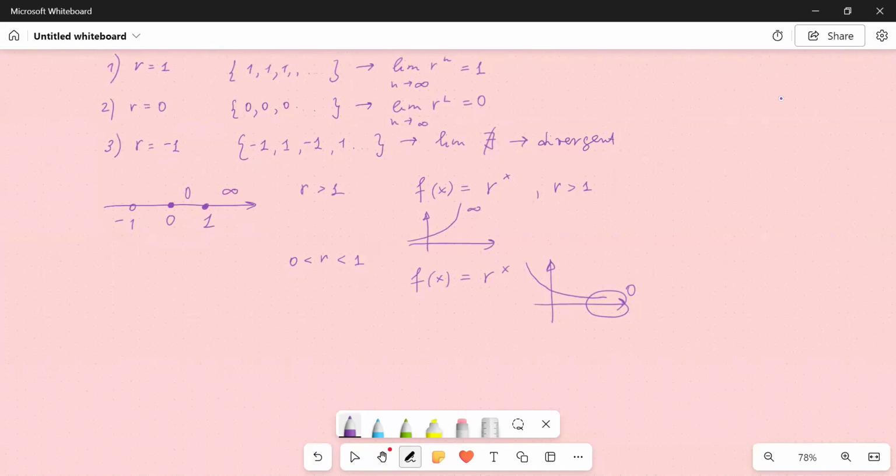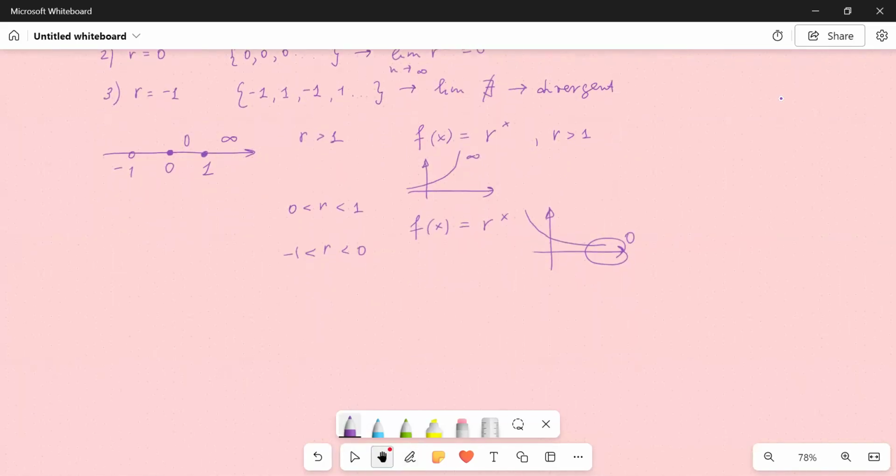Well, we know what happens at 0. Now, what is going to happen between -1 and 0? What if r is less than 0 but greater than -1? Well, guys, we cannot describe the result by one function. I'm going to write down how the sequence is going to look.